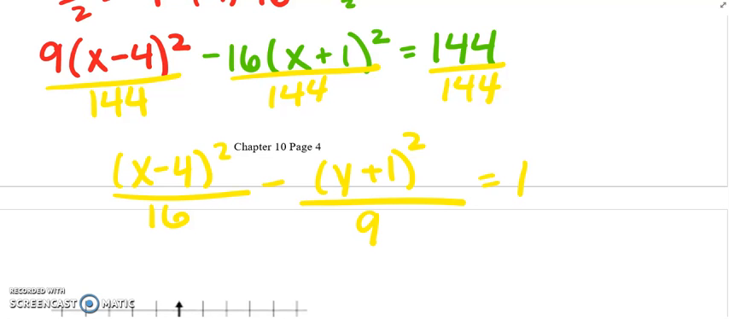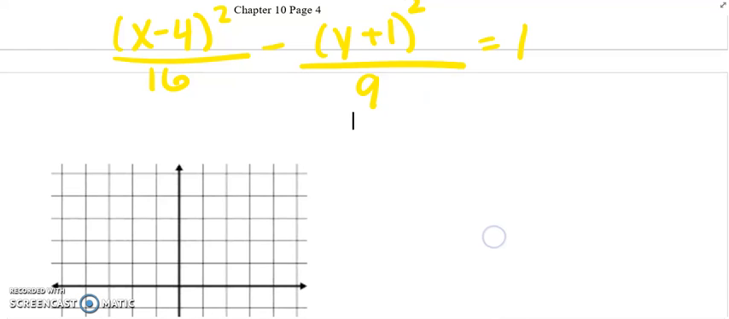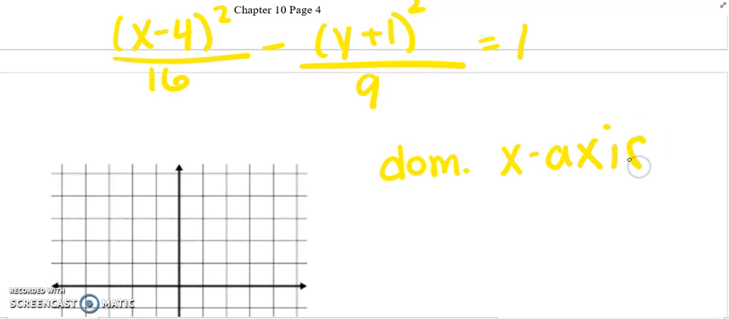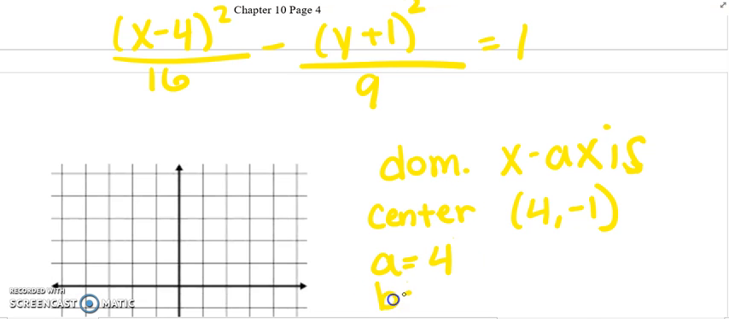What is the dominant axis? Y. It would be because it's first, if you always make sure it's in standard form. But it's dominant because it's the positive one. Positive 16 is greater than a negative 9. It's positive. What is the center? 4, negative 1. What's A? And B.